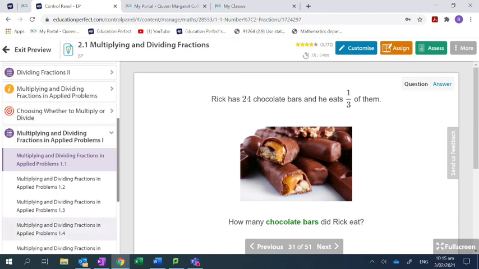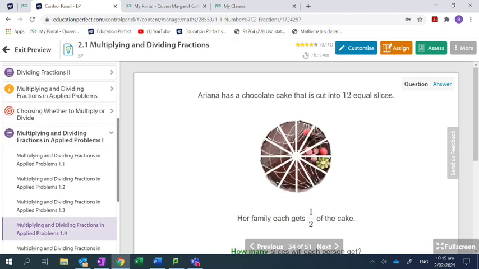Let's see. Just clicking through. Ariana has a chocolate cake that is cut into 12 equal slices. Her family each gets 1/2 of the cake. Okay? 1/2 of the what? And what do you know about the cake? That it's 12 slices, right?